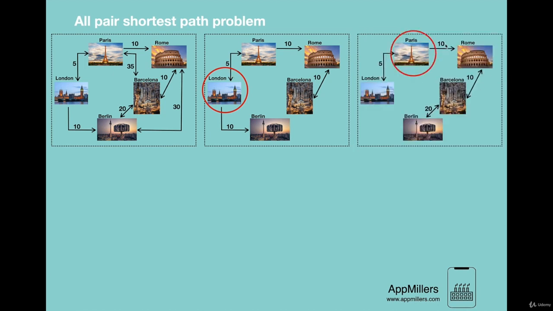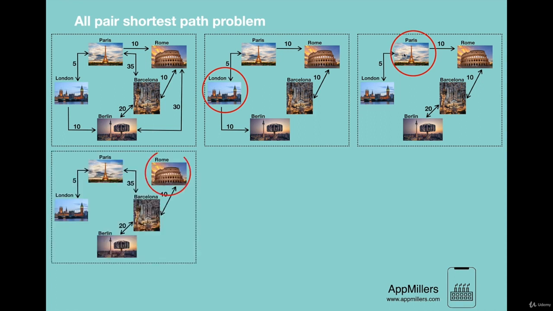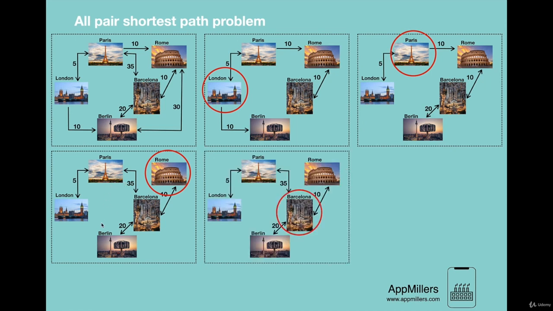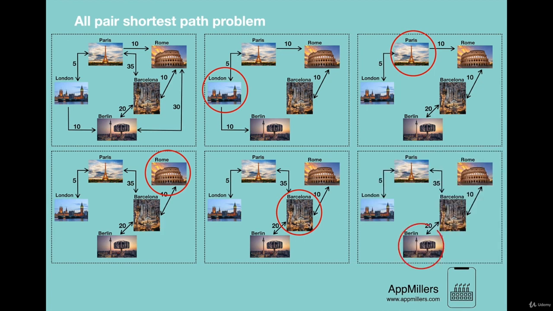Now in the next stage we can take Paris as a source vertex and solve the single source shortest path problem using Paris as the source city. Then in the next stage we can take Rome as a source vertex and calculate the cheapest distance from Rome to all other cities. And then in the next stage we can take Barcelona, and in the next stage we can take Berlin.